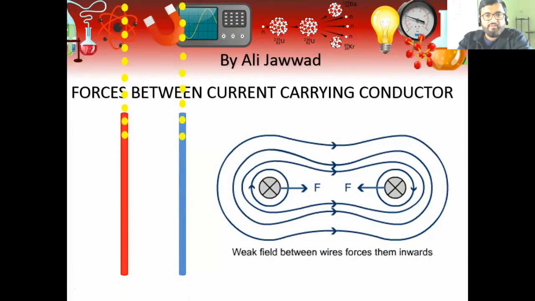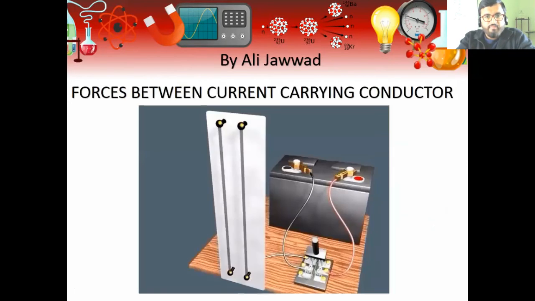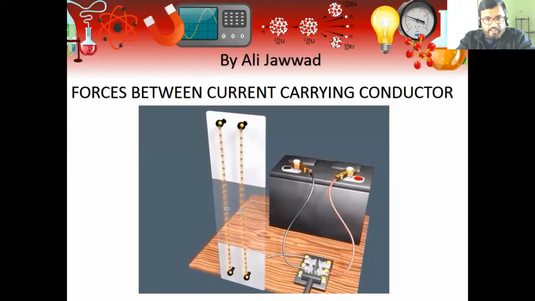This is the top view of the field, showing how the wires have a magnetic field around them and what forces will be experienced by the wires. As you can see, the forces are directed towards one another. So the wires should get attracted and they will come towards one another like this. Let us watch this experiment in a laboratory.